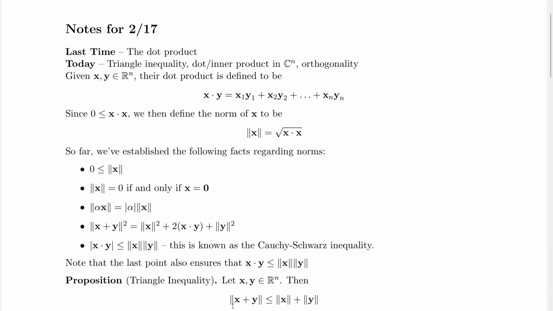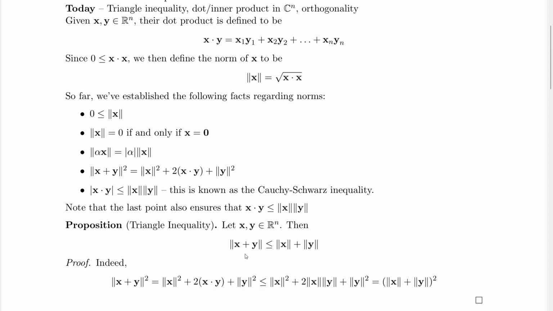So as we claim, the length of a sum is less than or equal to the sum of the lengths. You prove this by squaring this, giving you this, then noting that this component here is less than that, and that this whole thing here is the sum of the lengths quantity squared, square rooting both sides, finishing up the proof. Hey, there you go.